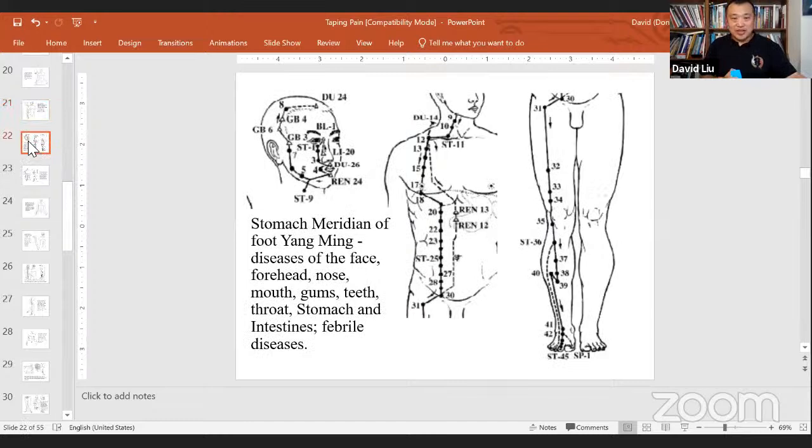Well, this is the stomach meridian. The stomach meridian is the front of the body and is in charge of kicking, the extension. So the stomach meridian is the frontal meridian that goes to kicking and extending our leg. It also goes to the face and the forehead.